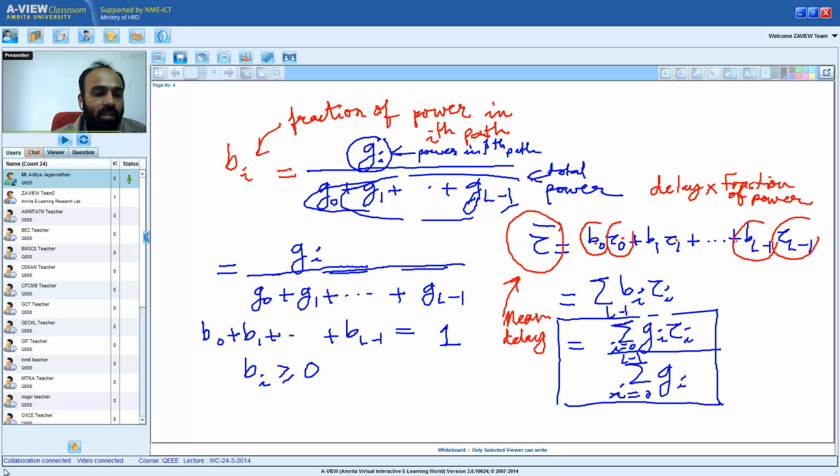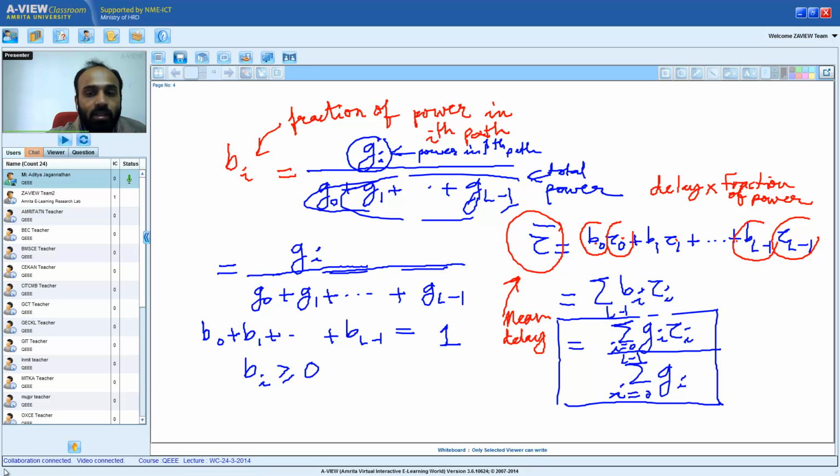You cannot simply take the average of the first and last, tau 0 plus tau (L minus 1) by 2, because that is not meaningful: some paths have more power, some paths have less power. So the meaningful thing to do is to compute the weighted average of the delays corresponding to the power in each component. This way we automatically reject the components which have very low power. Now, what is the delay spread?